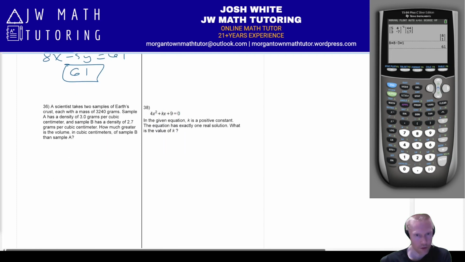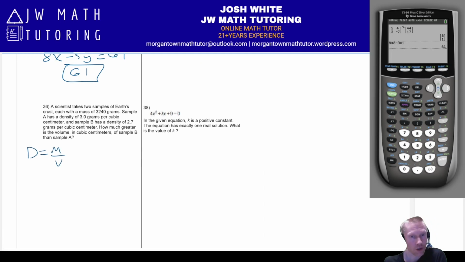All right, for problem number 36, you do need to know the formula for density, which is just mass divided by volume. Now, you could possibly figure that out based on the fact that they tell you here in the problem these densities are grams per cubic centimeter. Hopefully you recognize grams is a mass and cubic centimeters is a volume. But basically what you're going to do here is these each have the same mass. So you've got 3240 on top, for each of them.